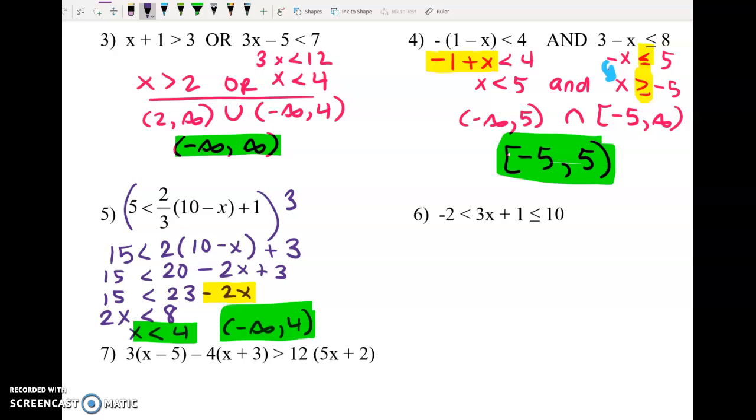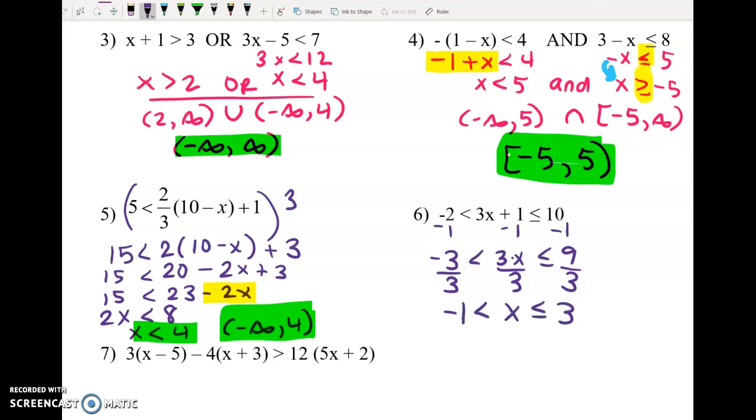So to get rid of the 3 and the 1, we first have to subtract 1 from all 3 sides. So we get -3 is less than 3x, which is less than or equal to 9, dividing all 3 sides by 3, because you're focusing on this in the middle. My mistake there. -1 is less than x, which is less than or equal to 3.